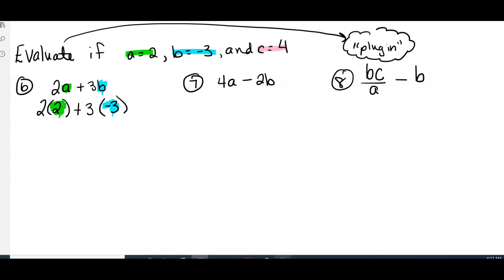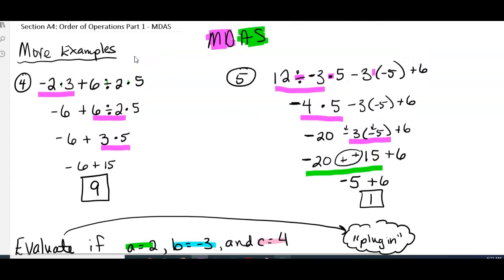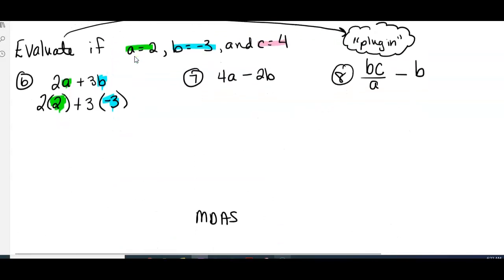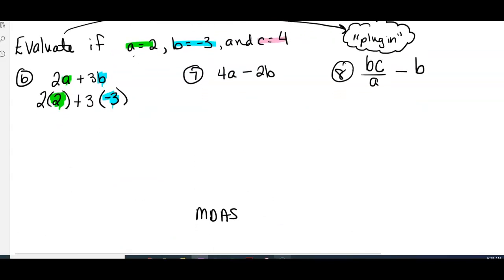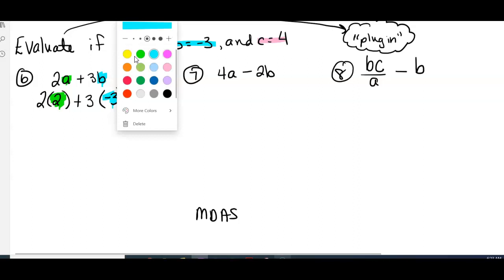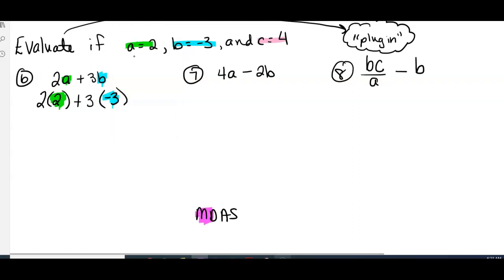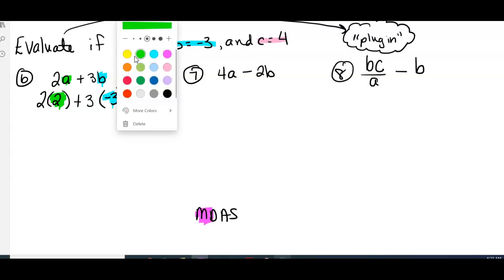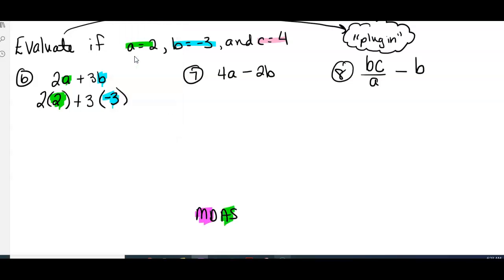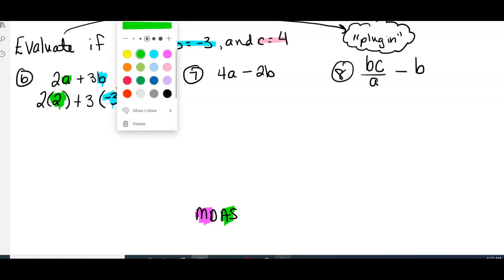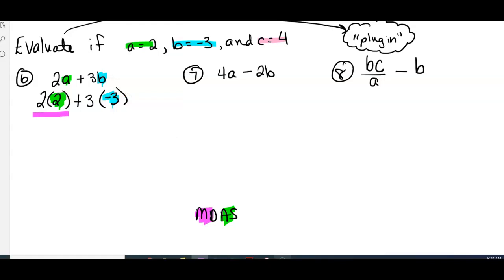Now we do our order of operations. So remember, MDAS. And what were the colors we were using? I do want to use the colors for that. We were using purple and green. So where's my purple? Purple for M, MD. And then green for adding and subtracting. Okay, so I look for my multiplying first, and I have a multiplying right here.